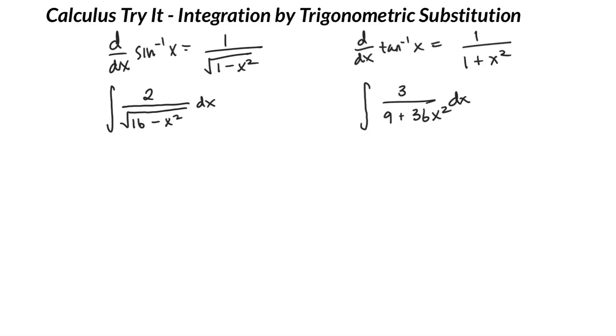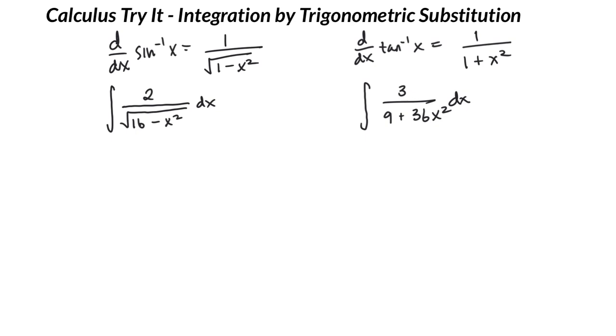Let's talk about how we can use trigonometric substitution to do integration, and then I'll give you a chance to try a couple. First thing to remember, the derivative of inverse sine is 1 over the square root of 1 minus x squared. The derivative of inverse tangent is 1 over 1 plus x squared.